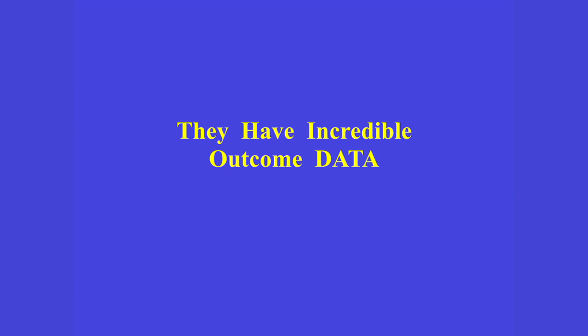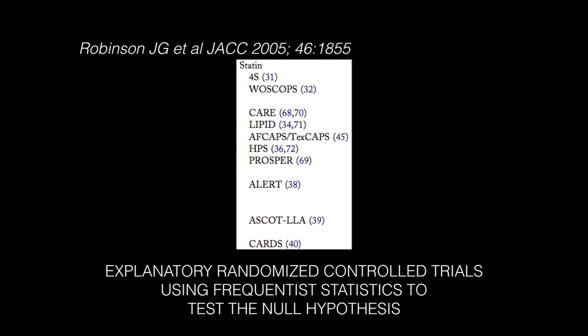These incredible outcome data, right? Well, half the studies are not statin studies, so we only have to deal with these studies. Well, they're all explanatory randomized controlled trials. They all use frequentist statistics, and they all tested the null hypothesis. Now, what am I talking about?